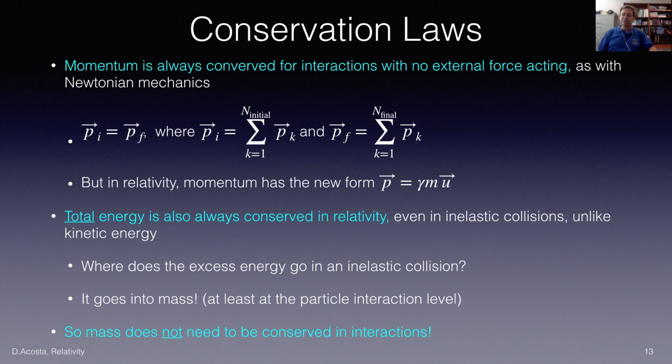In introductory physics, the mass was always the same. You might have had a 2 kilogram object scatter off of another object, and it would still be 2 kilograms in the final state. In relativity, that doesn't have to be the case. The energy has to be conserved, but not the mass. Let me give you an example of that on the next slide.